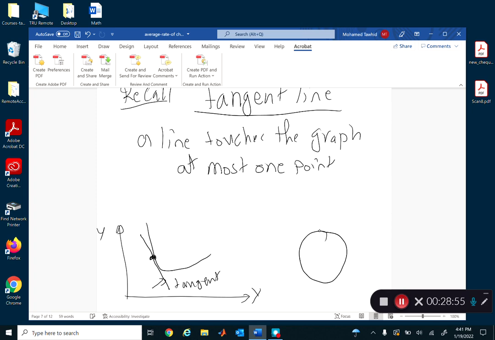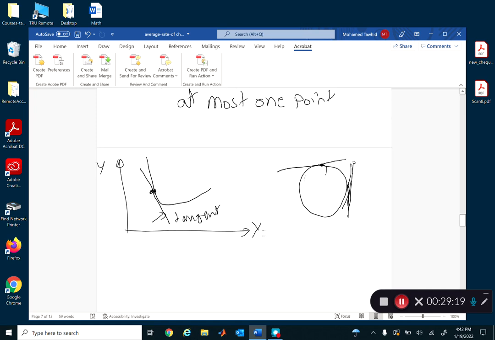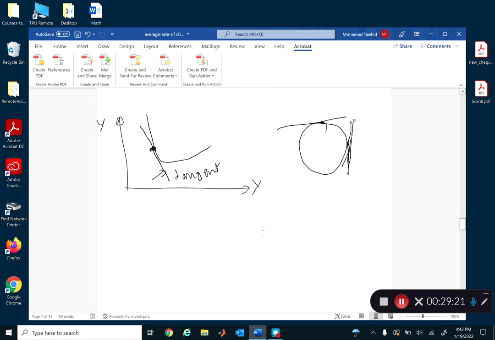So if I have a circle like this, the tangent line here is a line that touches the circle at most at 1 point. So here, it touches the circle at 1 point. If the line touches the graph at more than 1 point, it is not a tangent line. So a tangent line means a line that touches the graph at most at 1 point. That's called a tangent line. All right.